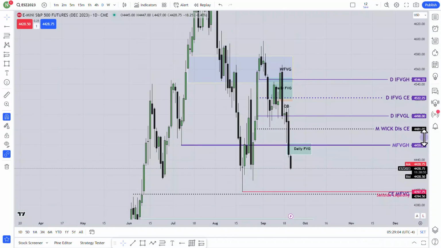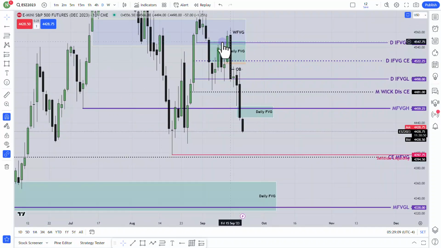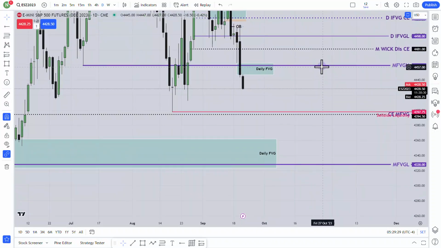So this is the E-mini S&P daily chart. After so many days, we have actually come out of this range. You see this candle high, this candle low. This is the daily high fair value gap. We were inside that range, and yesterday we actually broke below that range, and now we are inside the monthly fair value gap. This is the monthly fair value gap high, this is the monthly fair value gap low, this is the consequent encroachment.